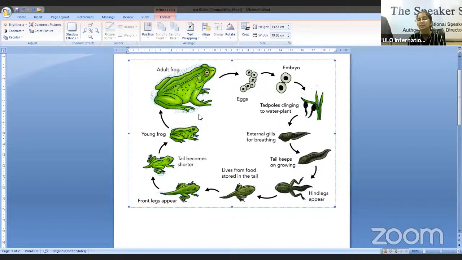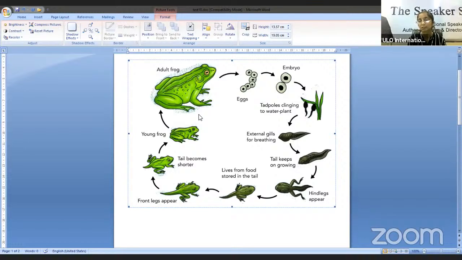At the next stage, the tail keeps on growing. The larva has a tail. We can say the larva is a tadpole and a tail is present in them. I think we can basically see this in the water when we are growing paddy, in the season of paddy, we can easily see this form of tadpole in the water.